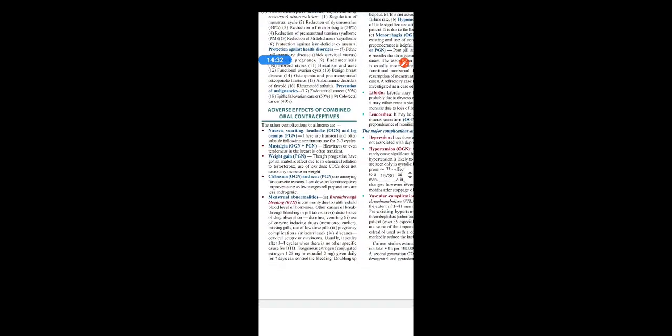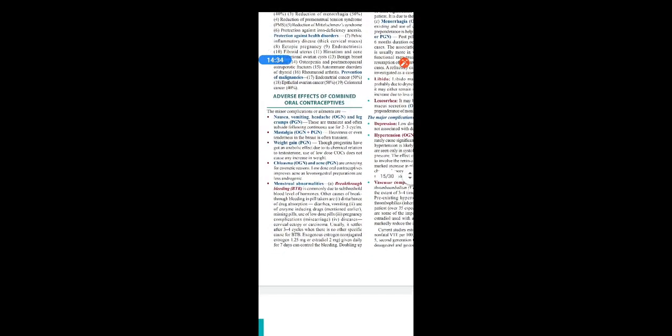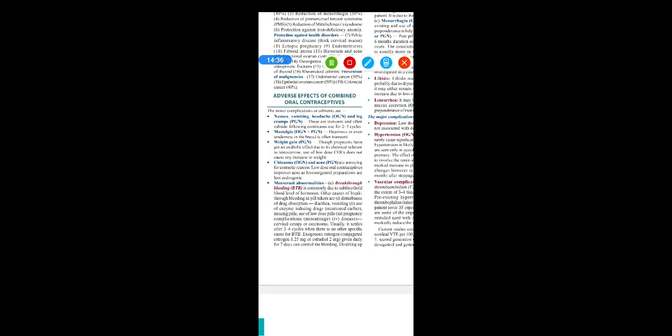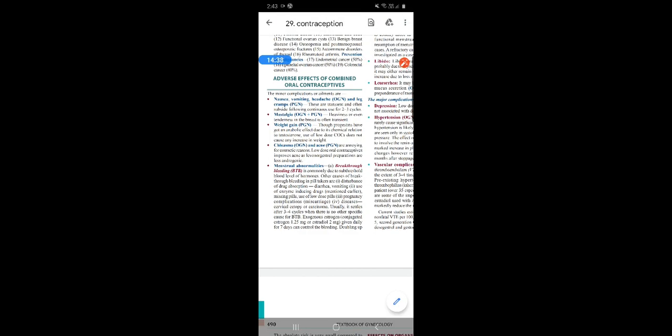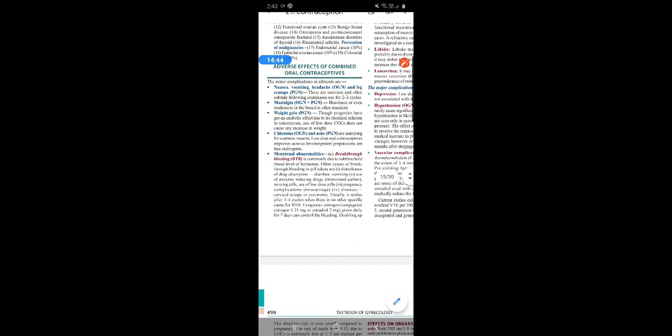Coming to the adverse effects of combined oral contraceptives. So what are the adverse effects? The minor complications or ailments include nausea, vomiting, headache, and leg cramps. They are transient and often subside following the continuous use for 2 to 3 cycles.